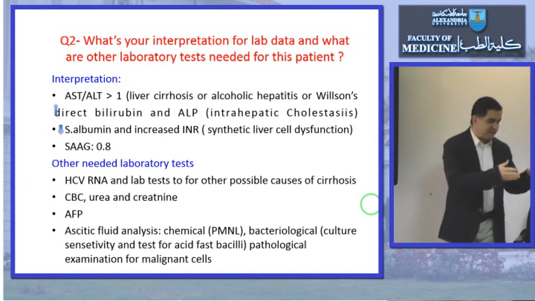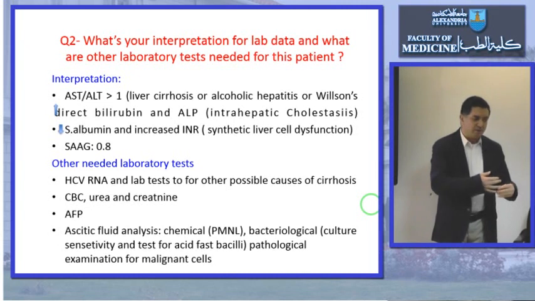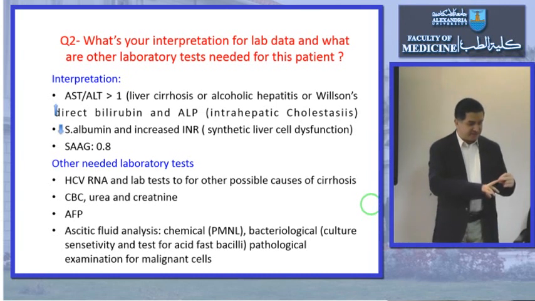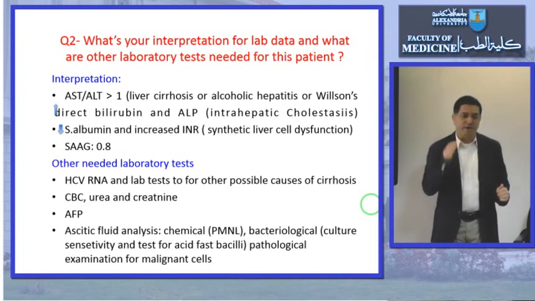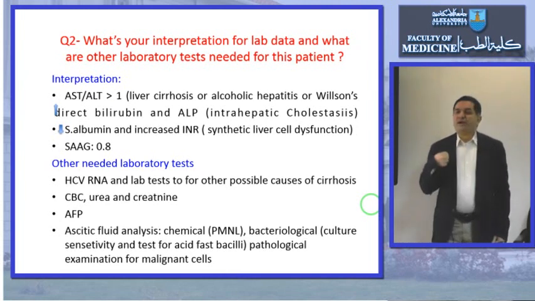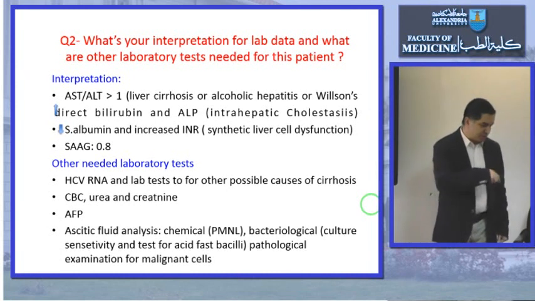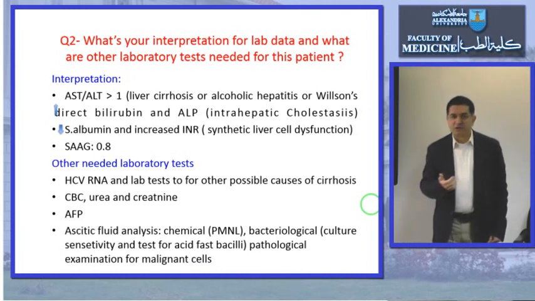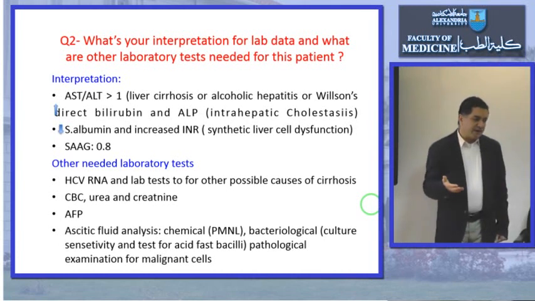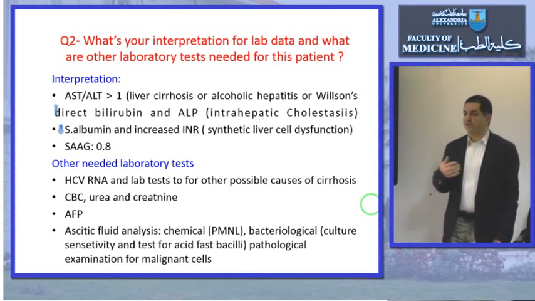Now you have your patient with these data. AST-ALT ratio is more than 1. Bilirubin is elevated with alkaline phosphatase, mainly direct. Serum albumin and INR were jeopardized by decreased albumin and increased INR. SAG is 0.8, which is less than 1.1. What do you think about other needed investigations for this patient? Of course, regarding HCV infection, you have to search for the viral kinetics or the viral load, which is hepatitis C virus RNA. And we have to do other laboratory tests to exclude other possible causes of liver cirrhosis.